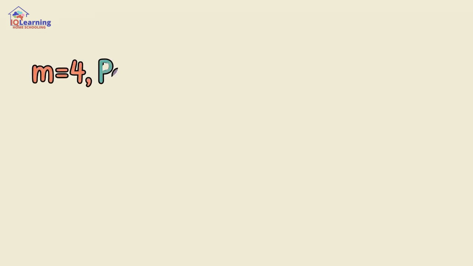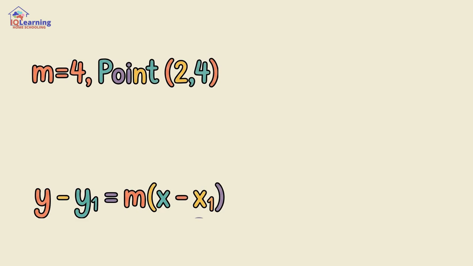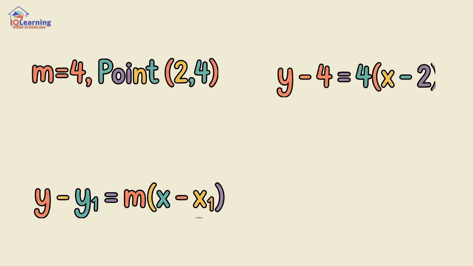Now we build the tangent line. We know 2 things. The slope is 4, and the line passes through the point (2, 4). That's exactly what point-slope form is for. Write y minus y1 equals m times (x minus x1). Now substitute the values. y minus 4 equals 4 times (x minus 2).